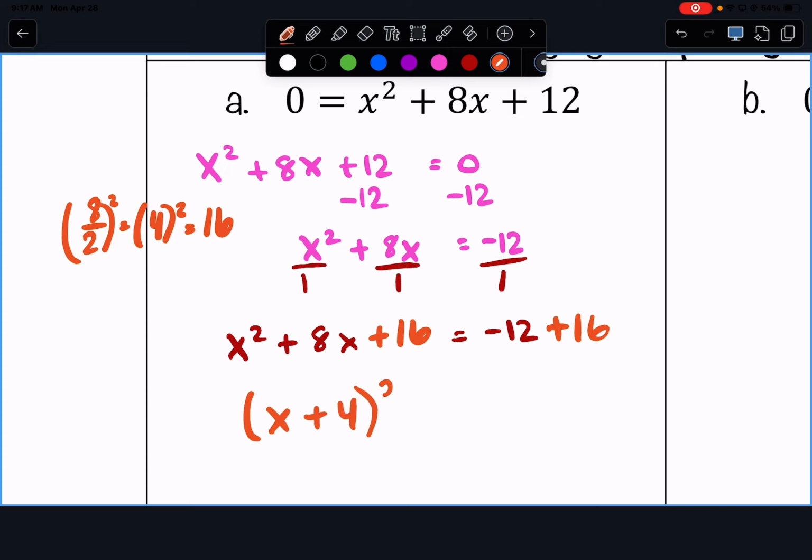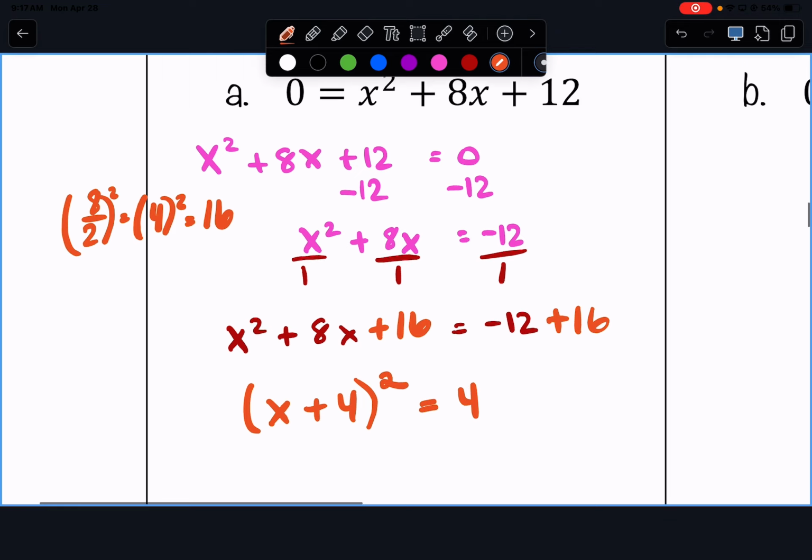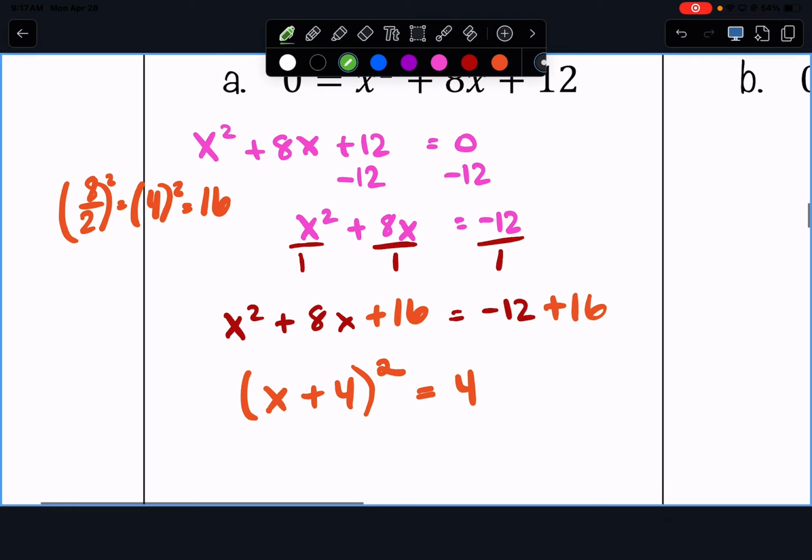So (x plus 4) squared equals negative 12 plus 16, which is 4. Okay, from here, how do we go about solving that? Find the square root. So I get x plus 4 equals positive negative. What is the square root of 4?